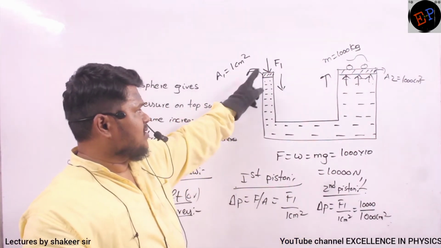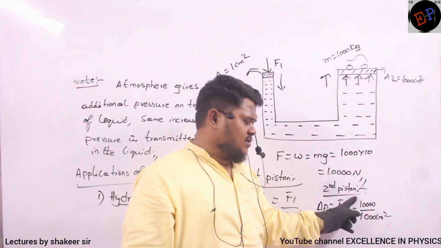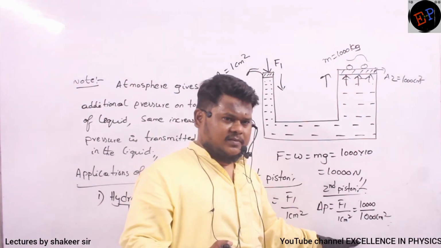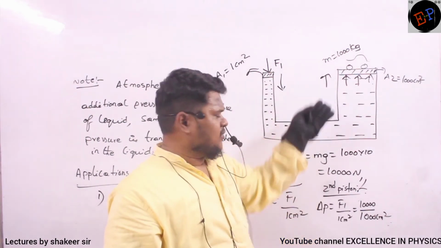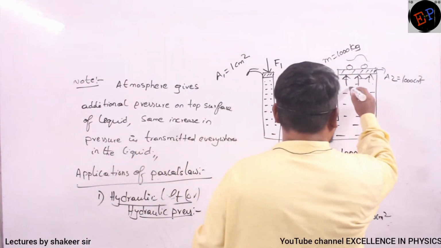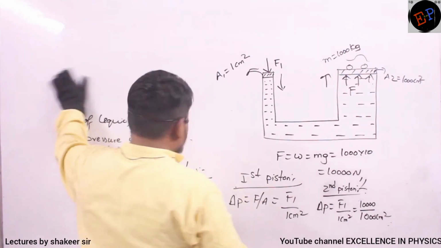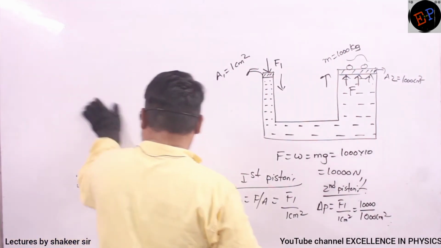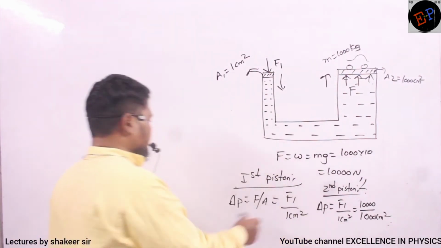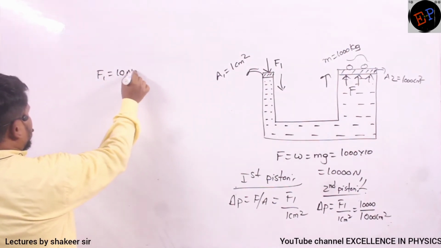And this force per area is equal to this force per area, because here the increase in pressure is F1 by A1. The same pressure should be present here also, and that equals 10,000 by 1,000. Are you able to understand? To move the car upwards, this is the force I have to apply. Now do the calculation. So F1 value will be how much? If I do this total calculation, I will get F1 is nothing but only 10 newton.